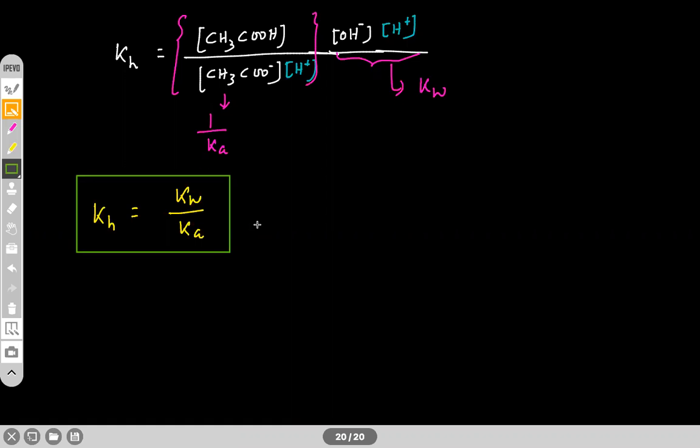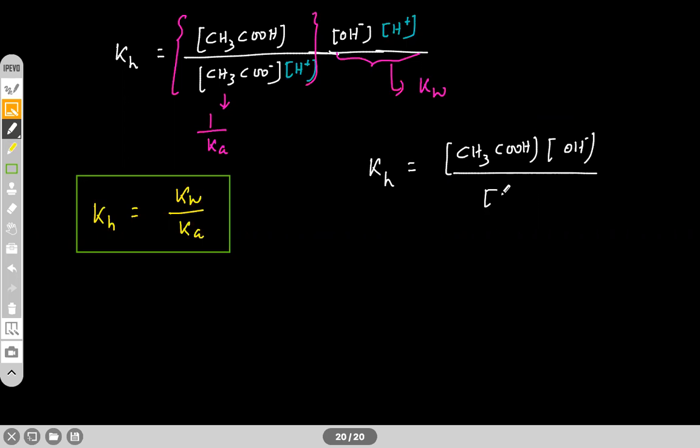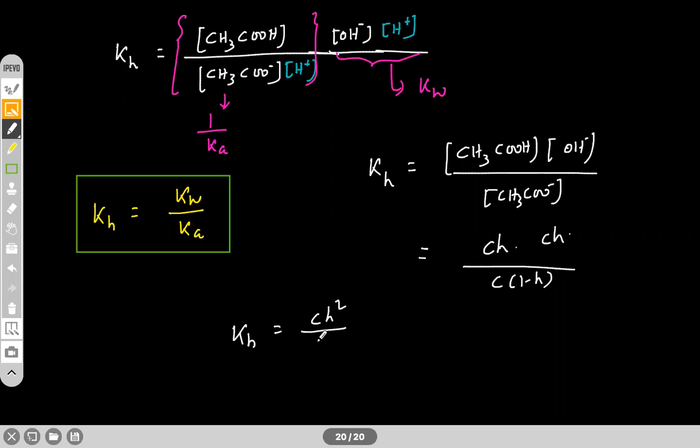Now, I want you to write down the expression of KH again. We have KH equals CH3COOH into OH minus divided by the concentration of CH3COO minus. In this only we have done some modification and we get this. The concentration of CH3COOH, if you go back and see, is Ch. OH minus also is Ch. And CH3COO minus is C into 1 minus h. C and C get cancelled. So KH equals Ch square divided by 1 minus h.